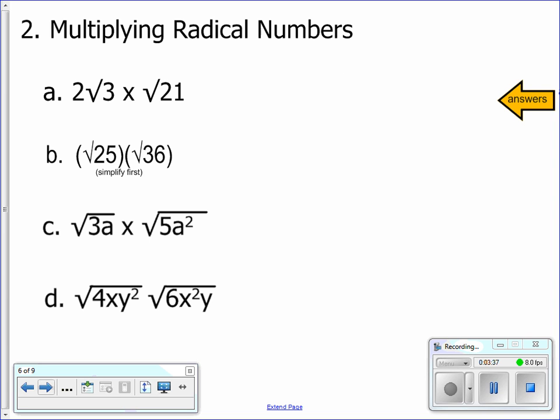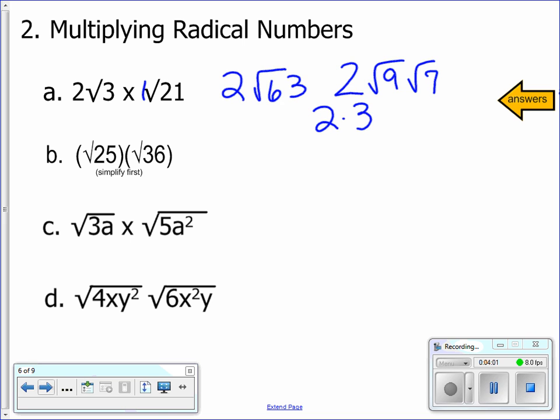All right, multiplying them. So in the first one, 2 square root 3 times the square root of 21. It's kind of an invisible 1 there, right? So 2 square root 63. And I know that becomes 2 times the square root of 9 times the square root of 7. So that is 2 times 3 times the square root of 7, which becomes 6 square root 7.